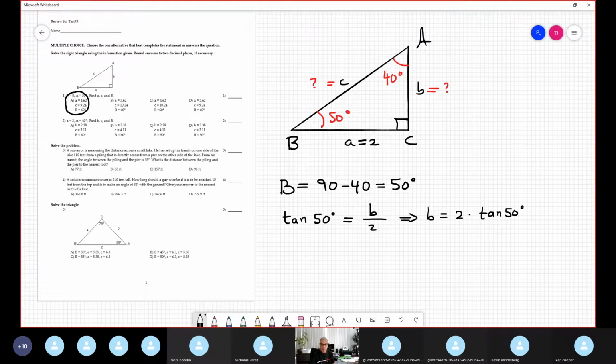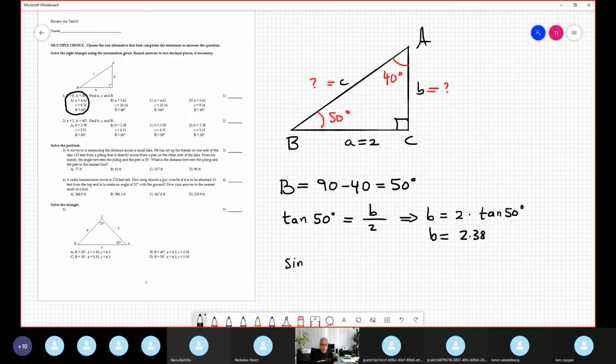If you are doing it differently and using 40, the answer doesn't change, of course. And B is equal, putting it in the calculator, 2 times tangent 50 is 2.38. Okay. Now, similarly, to find C, the hypotenuse, I'm using sine 50, or cosine, it doesn't matter. In my paper, I did it the other way.